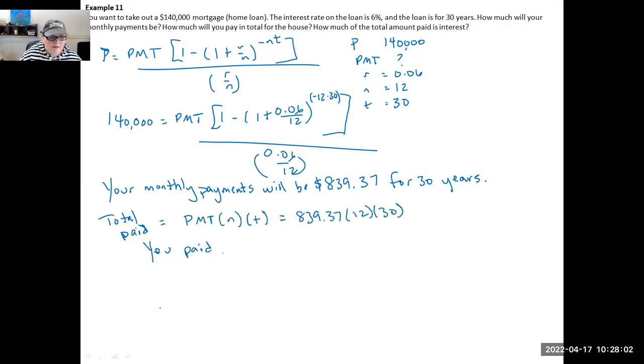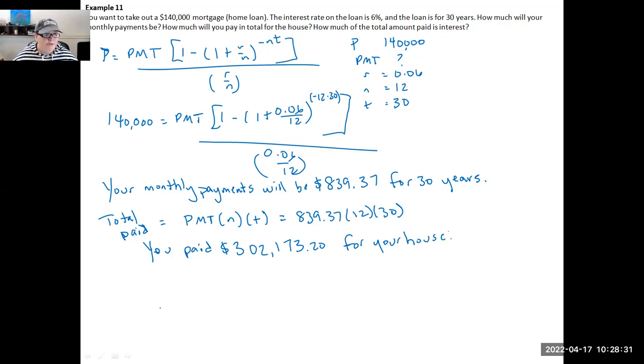You paid 839. You've got to retype it in because it has to be rounded. You can't leave all those other numbers. 839.37 times 12 times 30, and that is 302,000. So you paid $302,173.20 for your house.